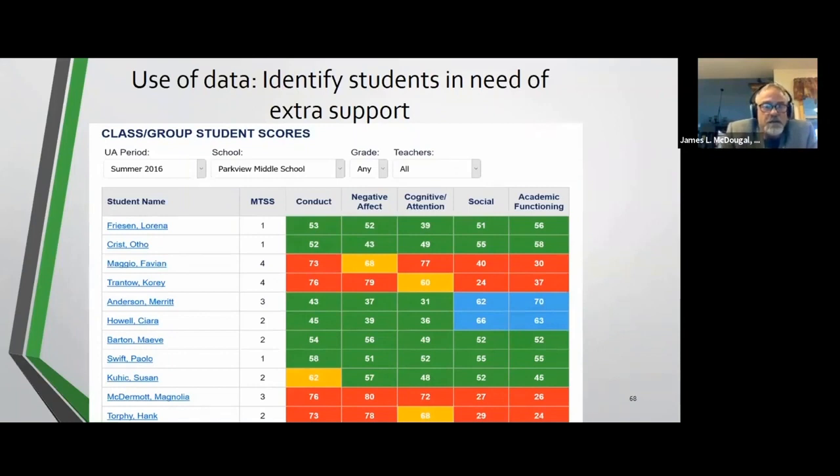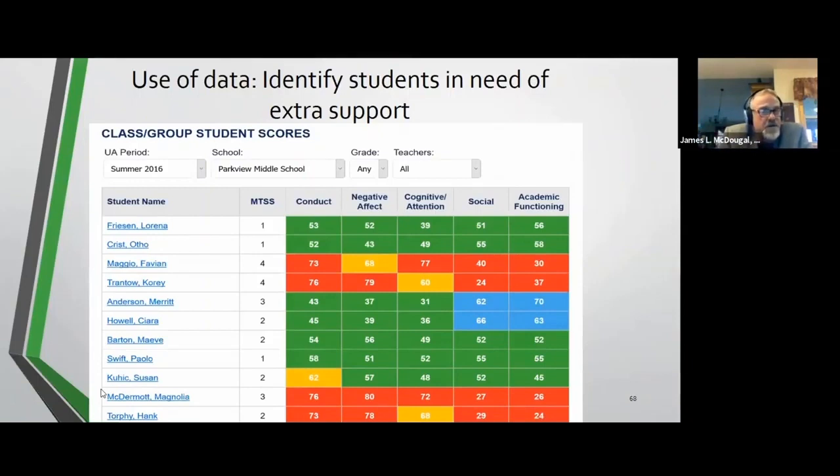So this would be how, at least in the BISMA system, we do that. We look at each of these areas, and if I click on them, it'll rank kids from highest to lowest in terms of their ratings for conduct problems, negative affect problems. Most times when we do this kind of data analysis with teams, the kids with conduct problems are all well known, and many of them in the red level are in special education or receiving some kind of intervention.